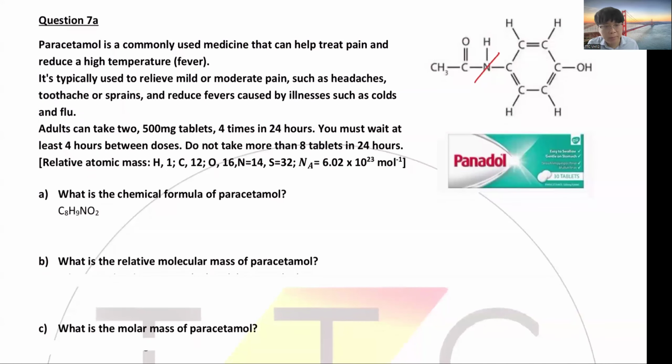Then you calculate the molecular mass. So we have 8 carbon, carbon is 12, plus 9 hydrogen, plus 1 nitrogen, and plus 2 oxygen.